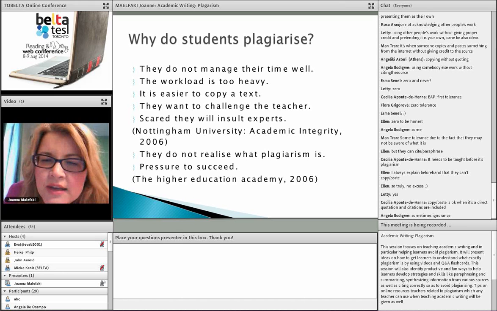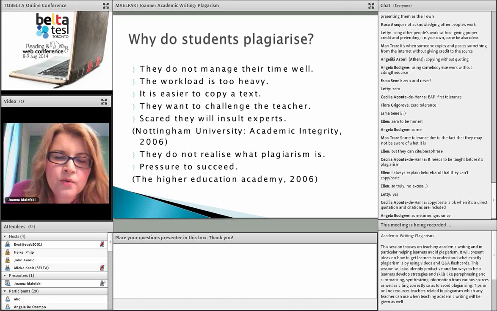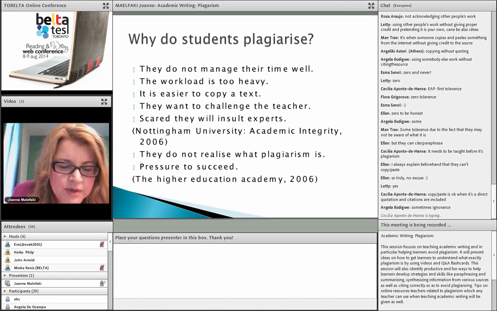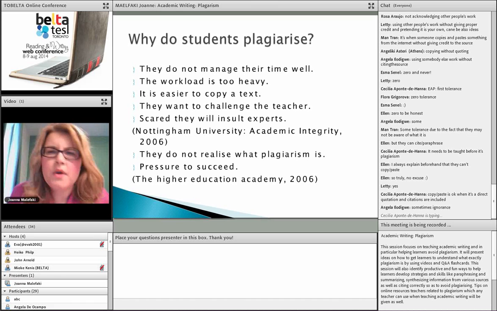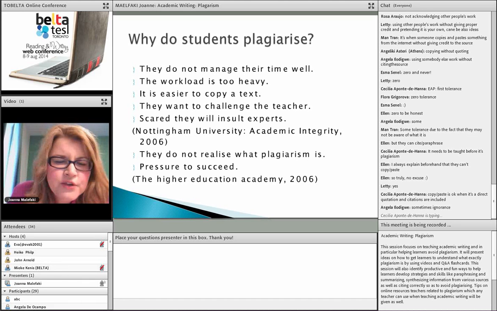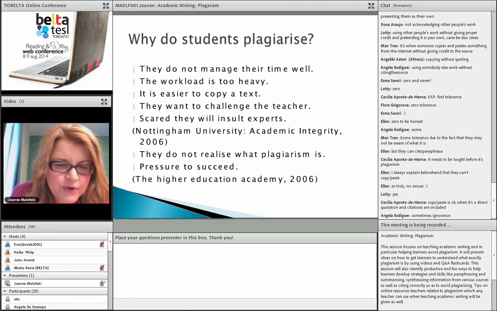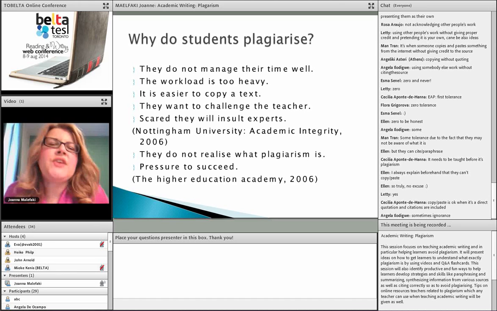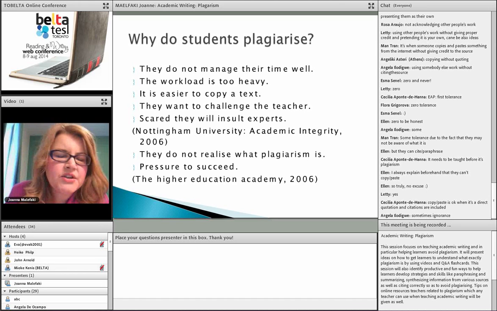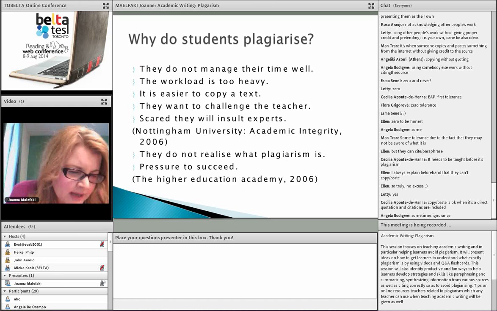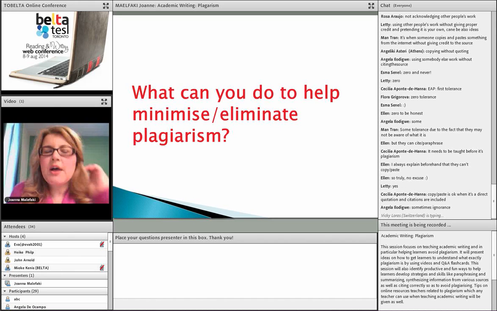They may not even know how to paraphrase or how to reference, so they do it out of ignorance. They do not realize they are plagiarizing. And some feel a lot of pressure to succeed. So they do end up plagiarizing. Moving on. Okay. So what can you do to help minimize or eliminate plagiarism?